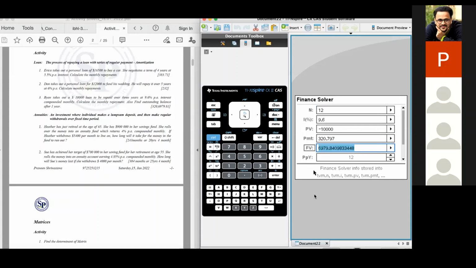So after 1 year means after 12 months. After the 12th month, your outstanding balance would be 6979.84. So this way we can solve these problems. These are some of the problems of the book. Some of the problems I have taken from the paper also.